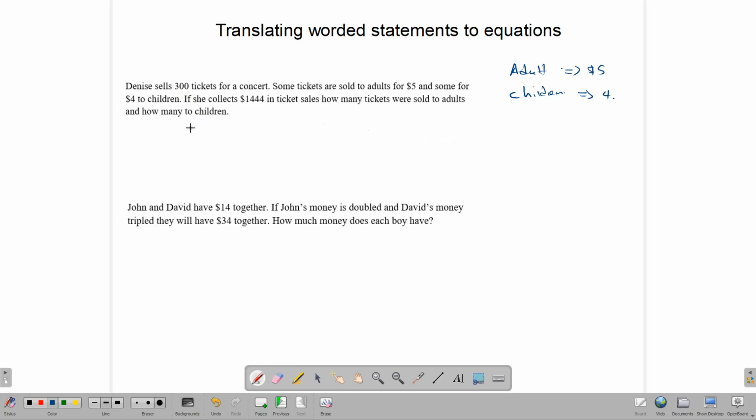So if X represents the number of adult tickets, that's what we don't know, and Y represents the number of children, then the number of adult tickets plus the number of children tickets would give us 300, since 300 tickets were sold. What now for the cost?